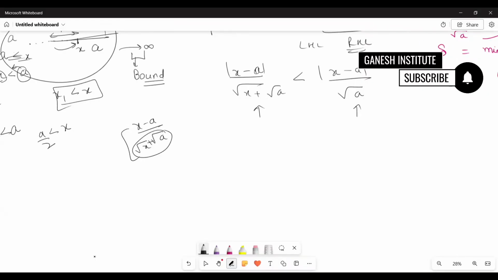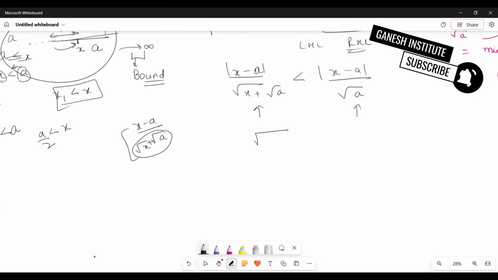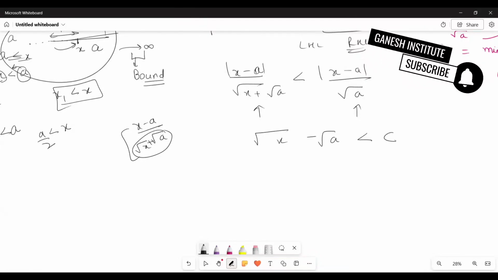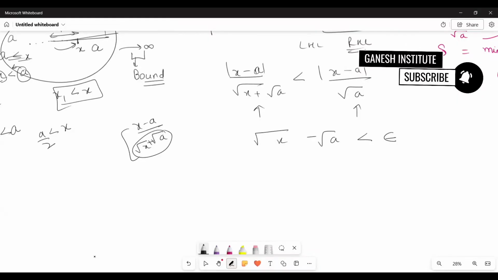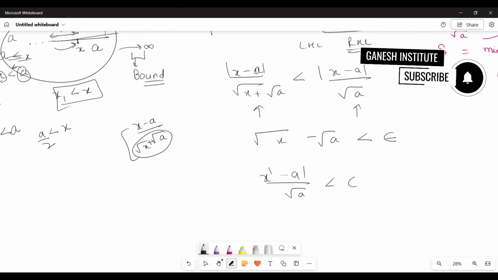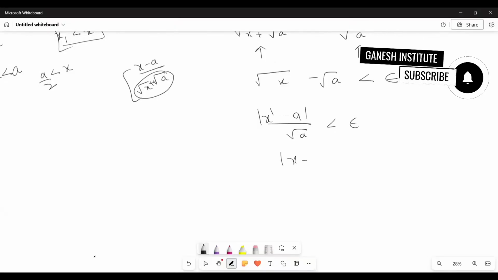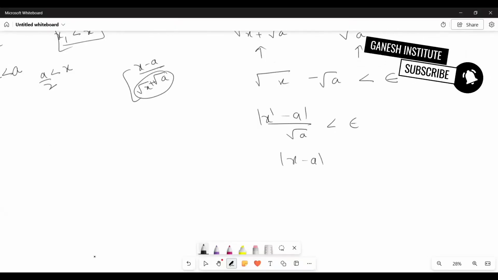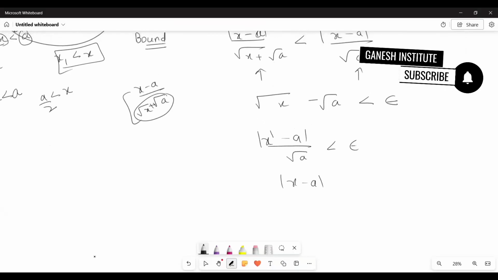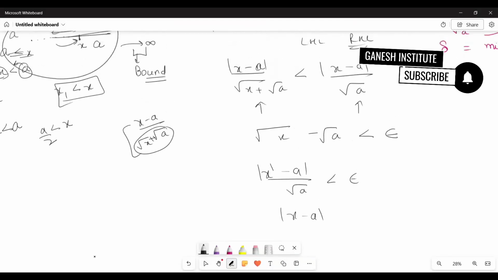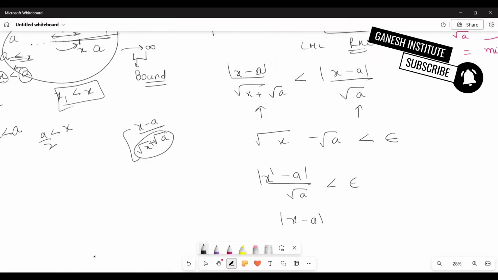You will say that the value which you are having, root x minus root a, if this is lesser than the epsilon, to satisfy that definition, that means x minus a upon root a is less than epsilon. And if it is so, is it because x minus a over root a is less than root x minus root a? Yes.